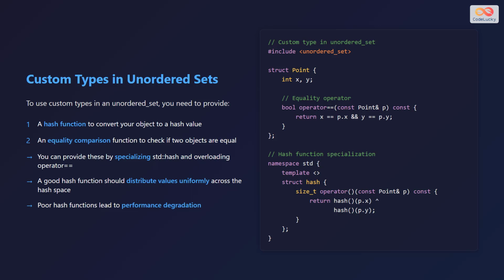A good hash function should distribute values uniformly across the hash space to ensure good performance. Poor hash functions can lead to performance degradation due to increased collisions. Let's examine the code example.